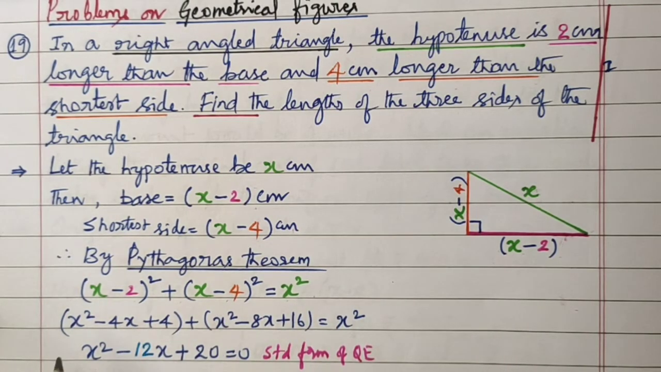Then expand these two: x square minus 4x plus 4 plus x square minus 8x plus 16 is equal to x square. So x square minus 4x minus 8x plus 20 is equal to 0. This is in the standard form of a quadratic equation. Then factorize this. After factorization, we get x is equal to 10 centimeters. Hypotenuse is 10 centimeters. Base is x minus 2, that is 8 centimeters. Shortest side is x minus 4, which is 6 centimeters.